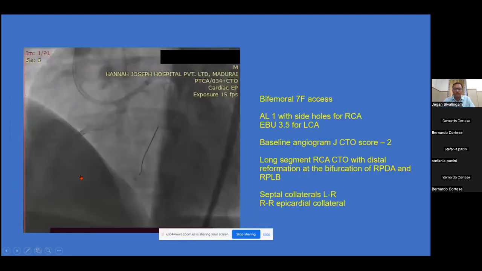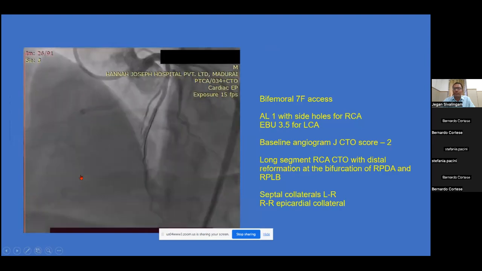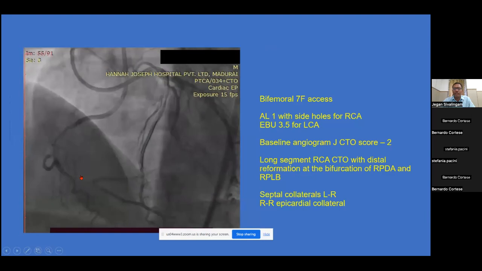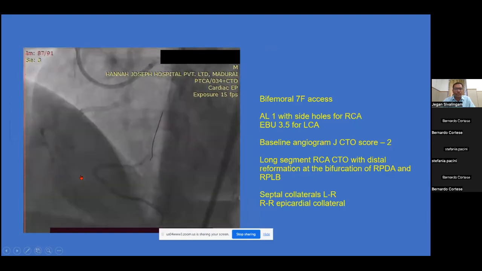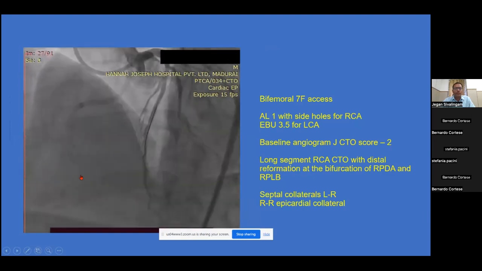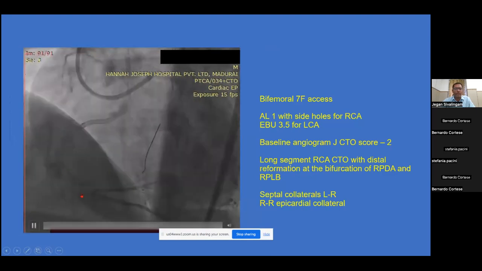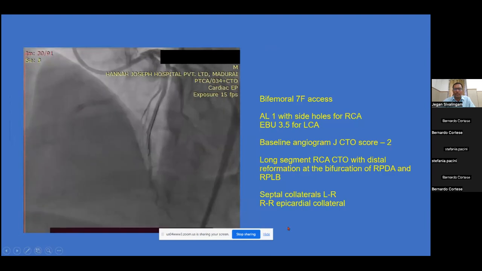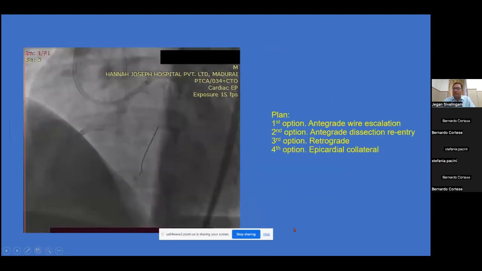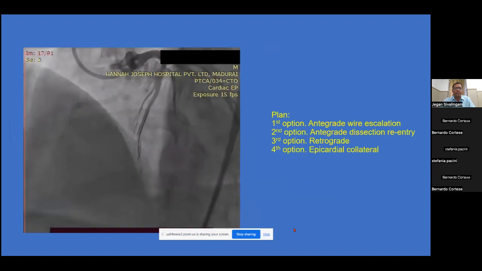So we decided for RCA recanalization. It was a bifemoral access, AL1 for the RCA and EBU for the left, and it was a J-CTO score of 2. We can see septal collaterals from left to right, as well as a very big right to right epicardial collateral. So the plan was antegrade wire escalation first, then dissection re-entry. Third was retrograde. If not possible, then the final option was epicardial collateral.